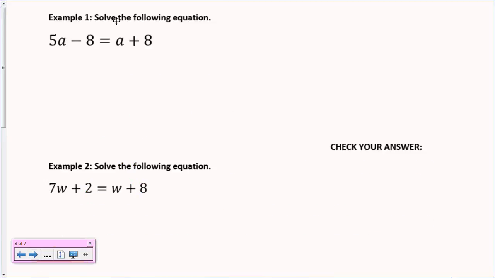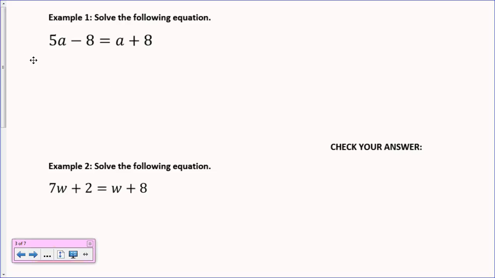So example 1, solve the following equation. Okay, so step 1 is to look for any distributing. There's no distributing on the left side, nothing on the right side, so we're good. Step 2 is combine like terms. Here we have a 5a and a negative 8. They're not like terms, so I can't combine them. Here I have an a and an 8. I can't combine them. And I definitely cannot combine the 5a and the a because they're on separate sides of this equal sign. So if you need to draw a line that's like a wall, do that.